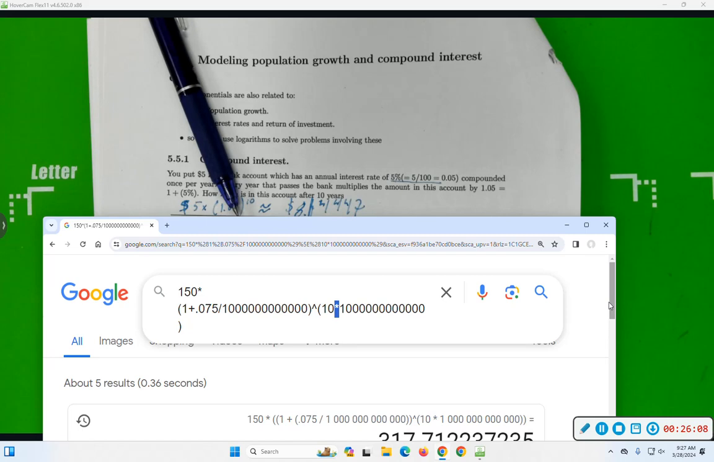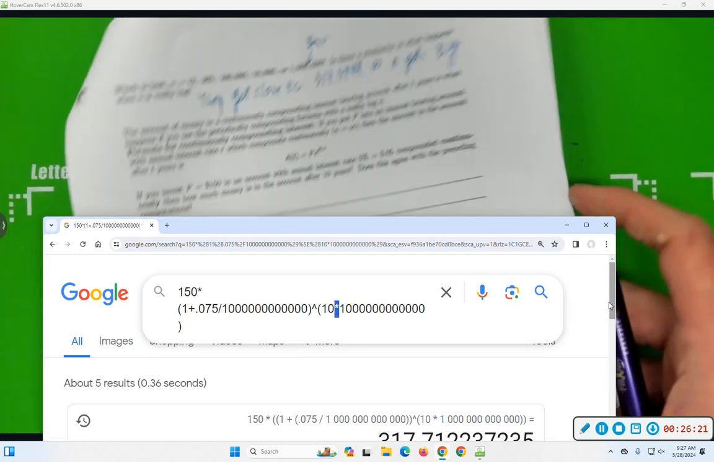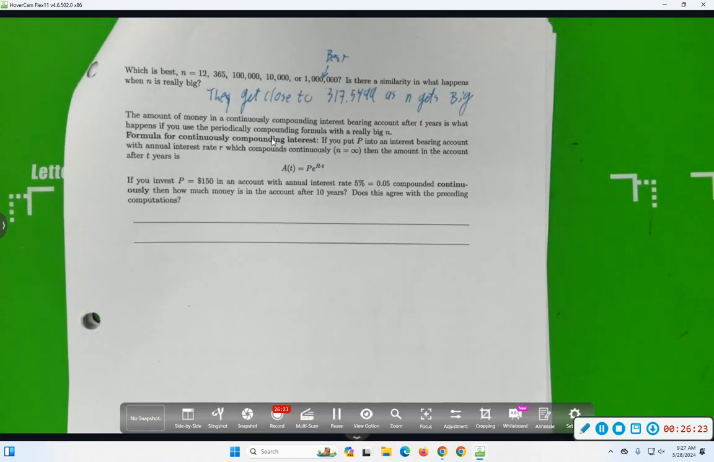So part of the point of this is that this Euler formula lets you avoid this issue entirely. You don't need to plug in n equals 10 billion or whatever, because it's basically n equals infinity. Euler's formula says A of t is equal to P times e raised to the r times t will do the job.